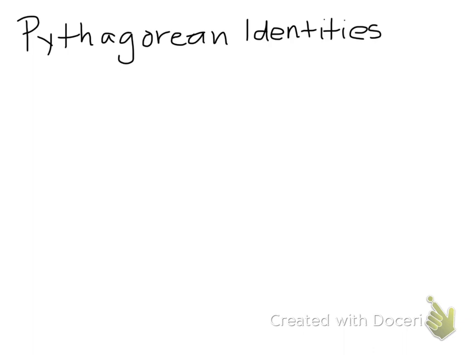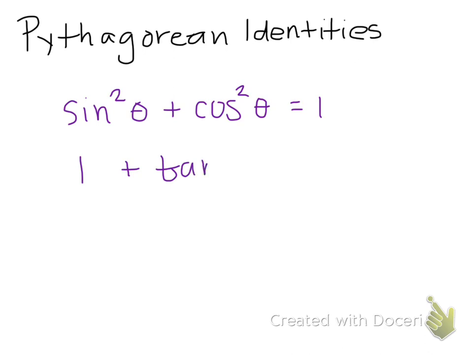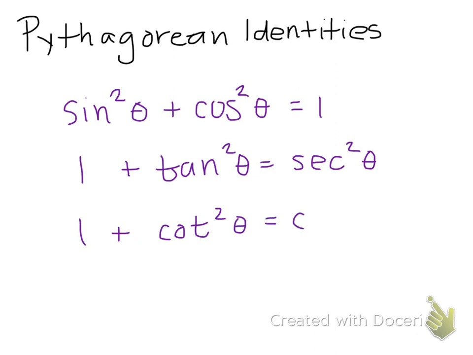Again, you do have to memorize these, and these are the Pythagorean identities. So one of them says sine squared plus cosine squared equals 1. The next one is 1 plus tangent squared equals secant squared. And the last one is 1 plus cotangent squared equals cosecant squared.